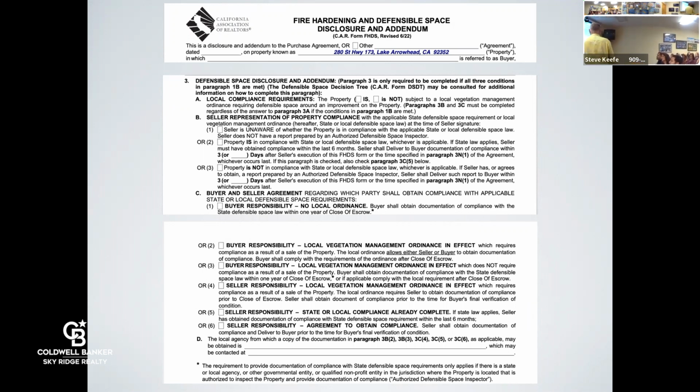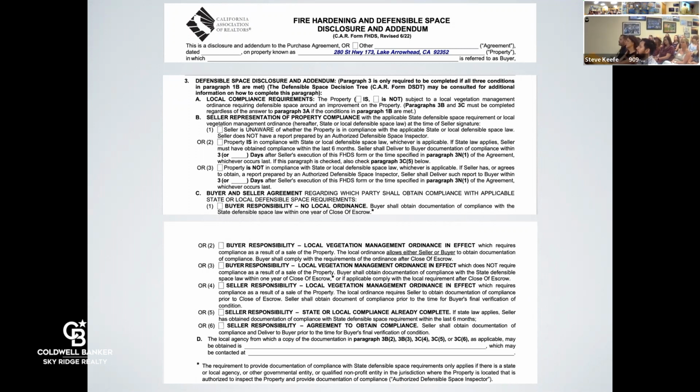And then more commonly, we're going to check box 3. Most of the time I would say you're probably going to check box 3, which is property is not in compliance with the state or local defensible space law, whichever is applicable. The seller has or agrees to obtain. So this is where the idiot-proofness comes in. It's saying if seller has or agrees to, the other form is kind of unclear on what the seller's requirement was. But if the seller has or agrees to obtain a report prepared by an authorized defensible space inspector, seller shall deliver subject to within 3 days of seller's execution. Okay, so if it's not in compliance, then they would check that box.